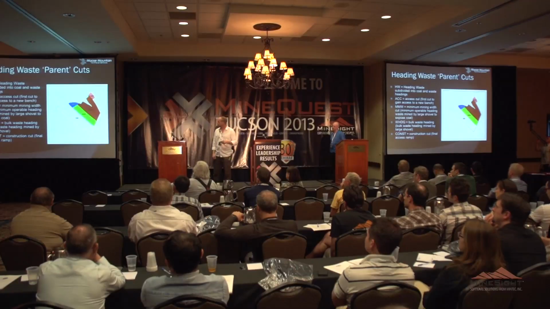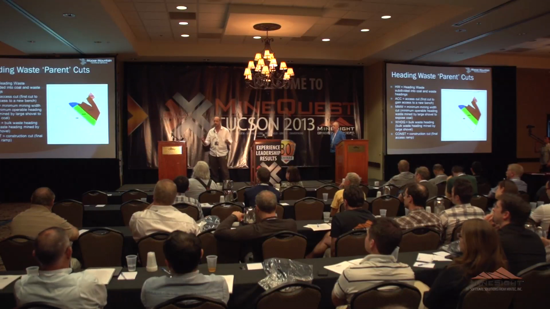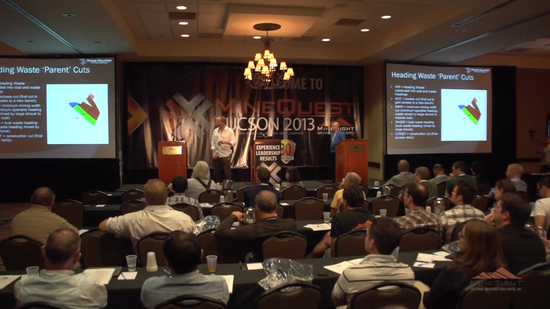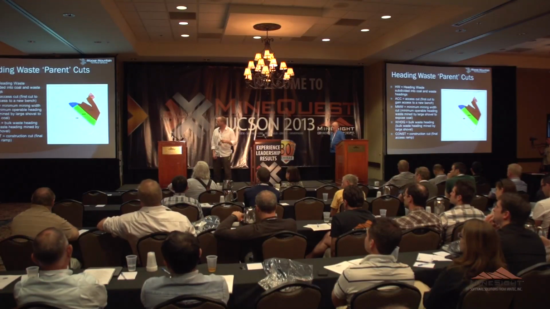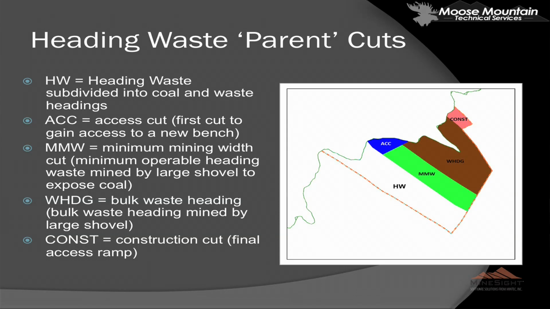So what we do is we take this one bench and we divide it up into multiple areas, and each of these areas has different attributes assigned to it. We have a first access cut, we have a construction cut, which would be our final access. That's a ramp down, built to ramp grade, which a large shovel will be digging at a different productivity. We have our generic, kind of boring waste, where a shovel digs away at high productivity. We have a minimum mining cut, which would establish some width to allow the next sequence to happen. And in here, we have all our complex activity happening.